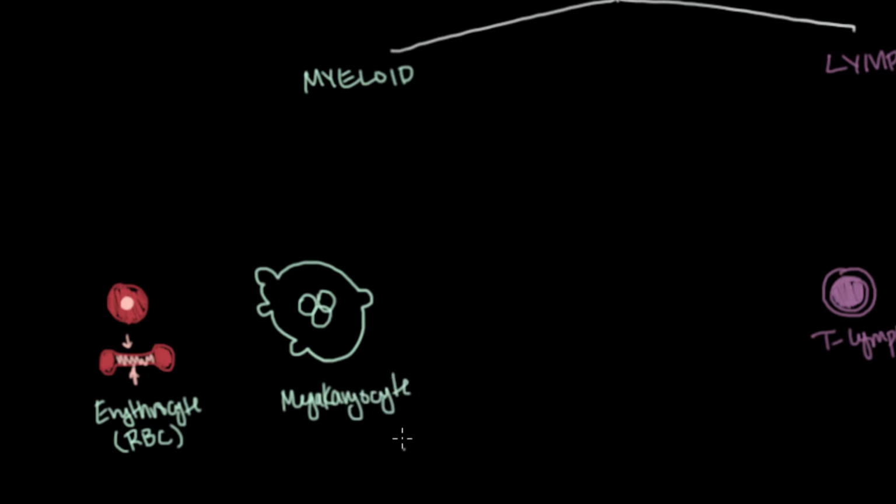And even if you've never heard of a megakaryocyte before, you may have heard of what it gives rise to, because a megakaryocyte gives off little blebs of its cytoplasm to form small cell fragments. And these fragments are known as platelets. So you may have heard of the platelets before.